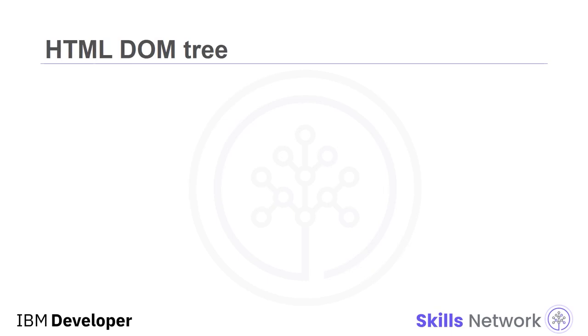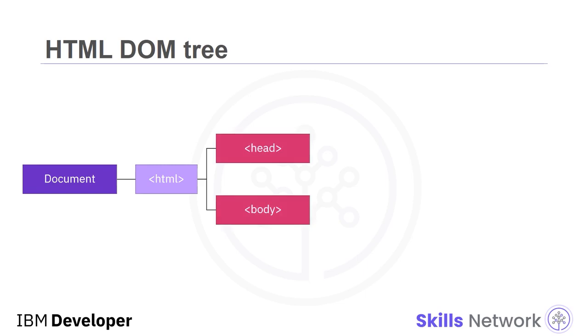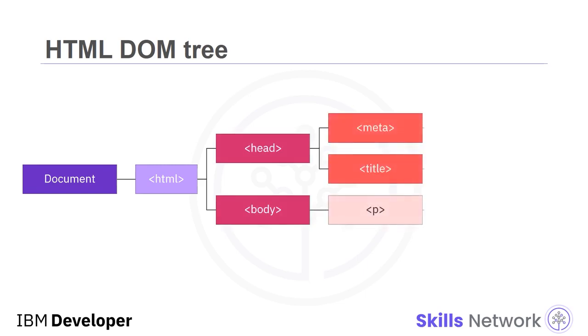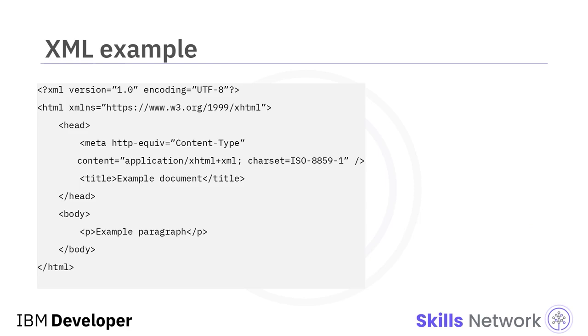HTML user agents, commonly known as browsers, parse the markup, turning it into a DOM, or document object model tree. A DOM tree is an in-memory representation of a document. DOM trees contain several kinds of nodes, which include a doc-type node, elements such as headers and paragraphs, text nodes, and comment nodes.